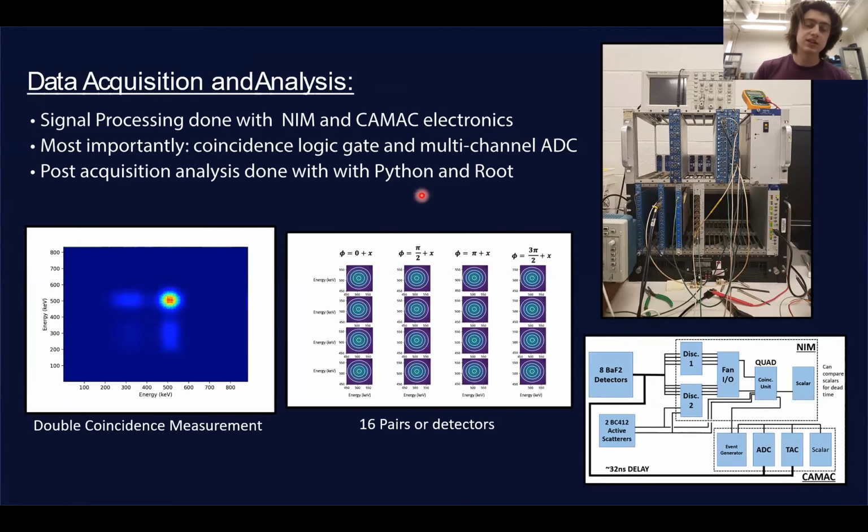So after our detectors, our signal pathway goes through some NIM and CAMAC electronics. Our current setup is shown here on the right side, and then the final plan in a block diagram is shown in the bottom right.